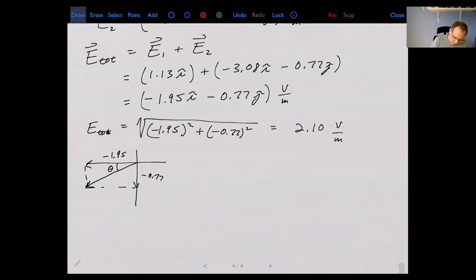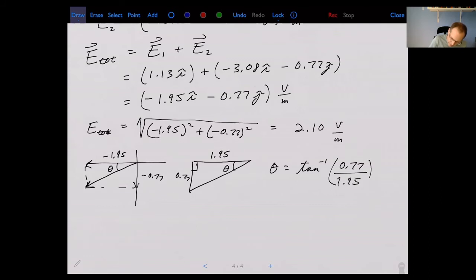The reference angle. So if I extract out that right triangle, in terms of distances, now this is just 0.77. This is 1.95. So I know that theta here is going to be inverse tangent of opposite over adjacent. And if you work that out, it's around 21.5 degrees.